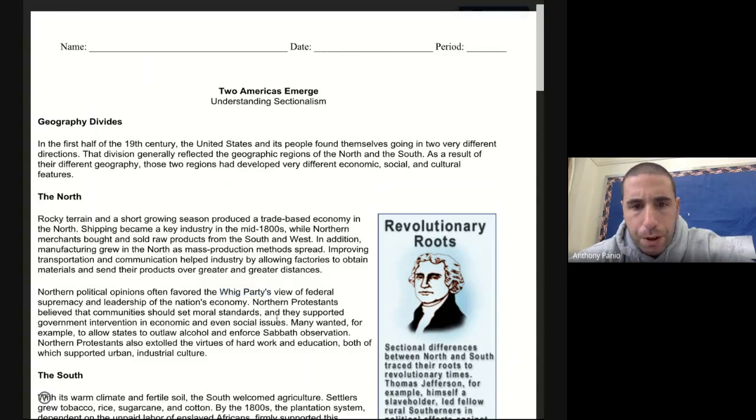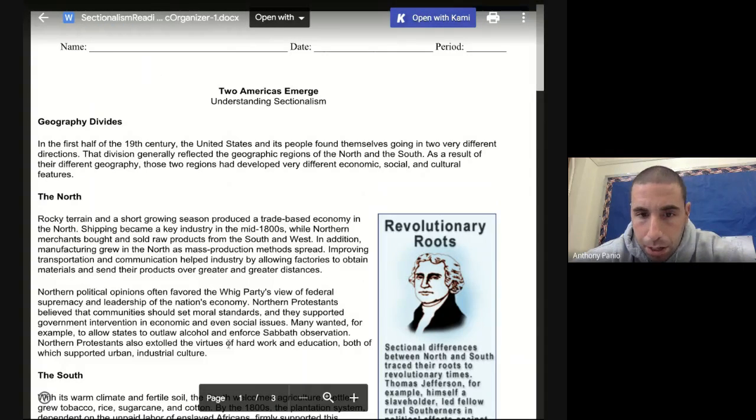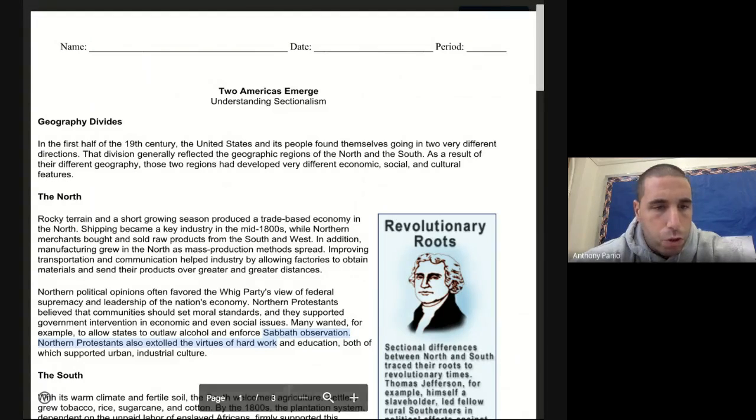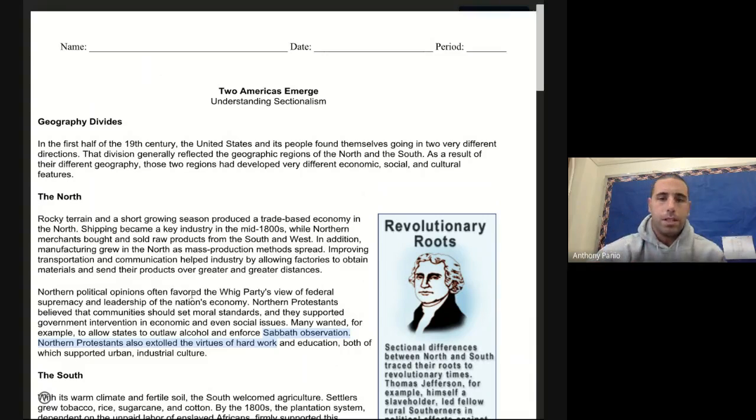The Whig Party's view of federal supremacy and leadership of the nation's economy. Northern Protestants believed that communities should set moral standards, and they supported government intervention in economic and even social issues. Many wanted, for example, to allow states to outlaw alcohol and enforce Sabbath observation, which is like going to church on Sunday. Northern Protestants also extolled the virtues of hard work and education, both of which supported urban and industrial culture. So what I would say is this. This is all trying to get the federal government to have more power and more control, because they want the federal government to make more laws that everyone in the country has to follow.